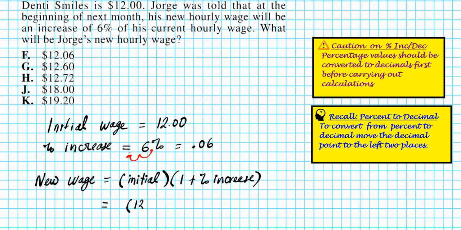Initial wage is 12 times 1 plus the percent increase in decimal form, which is 0.06. If it were a percent decrease, let's say he was getting a pay cut, you will subtract that percent decrease from 1. Plus for increase, minus for decrease. So simplify this further. You have 12 times 1.06. And just to save time, you can plug this into your calculator real quick, and you end up with 12.72 as his new hourly wage. Your answer is option letter H.